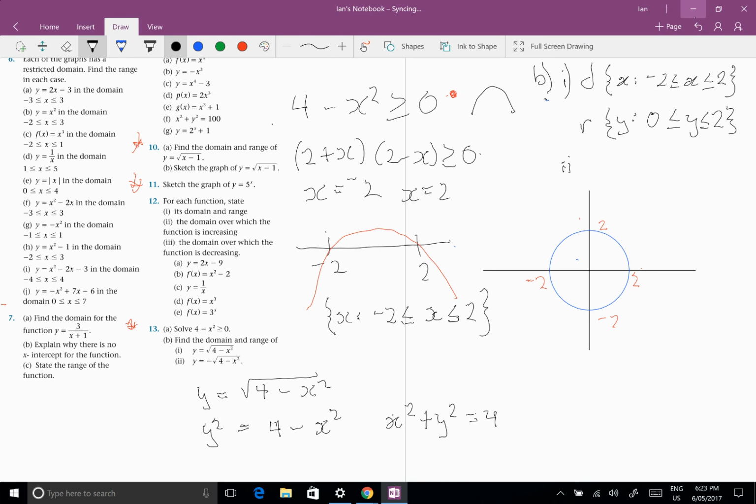Now number 2, well, the domain doesn't change. X such that negative 2 to 2. And the range, well, it's the bottom half of it. So it's from negative 2 to 0. And that's it. And if you're able to get to that, good on you. And I'll see you next time we have class.